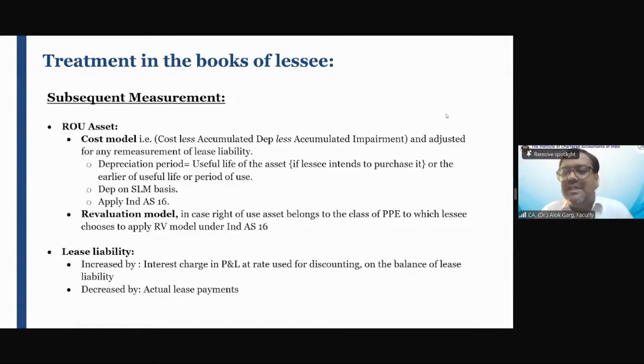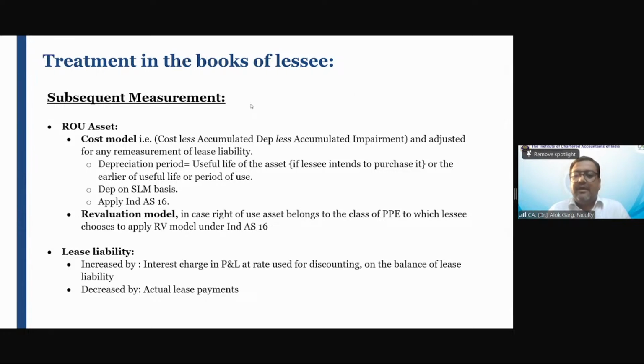Normally it is always lease period, but if the useful life of that asset is lesser than the lease period, then of course you will depreciate over the useful life. Depreciation has to be provided on SLM basis. Apply Ind AS 16 principles. Read Ind AS 16 once properly, after that its revision will happen in Ind AS 38, Ind AS 40 and Ind AS 116.